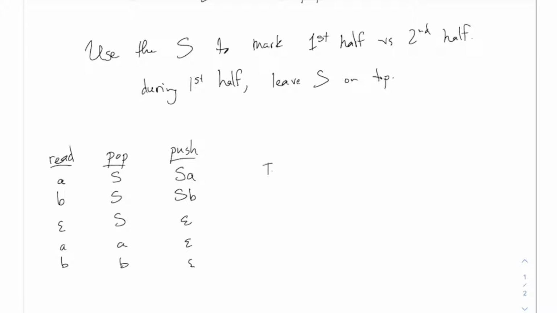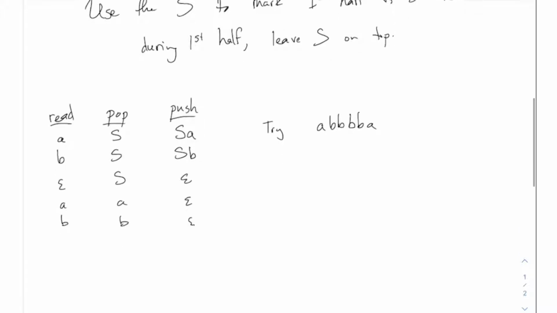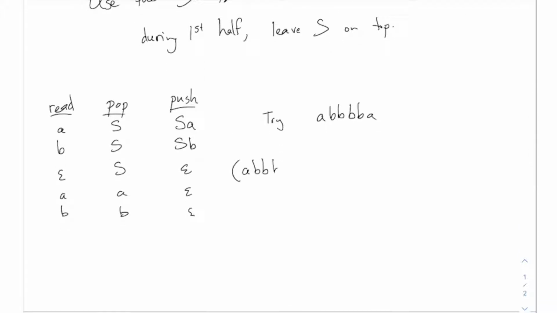Let's just try one out. Let's try A, B, B, B, B, A. So I begin with A, B, B, B, B, A, and S on the stack. Now, at any time, you can do that epsilon move. So it's up to you to decide when to do that epsilon move. The answer is you should do it when you're done with the first half of the string, but before you start the second half. So not yet. We should begin by reading the A. Do rule number 1: you read A, pop S, push SA.